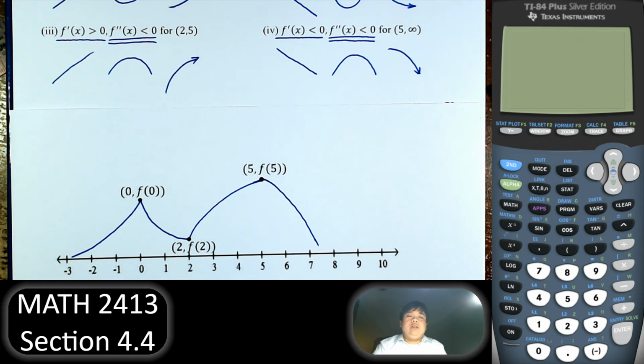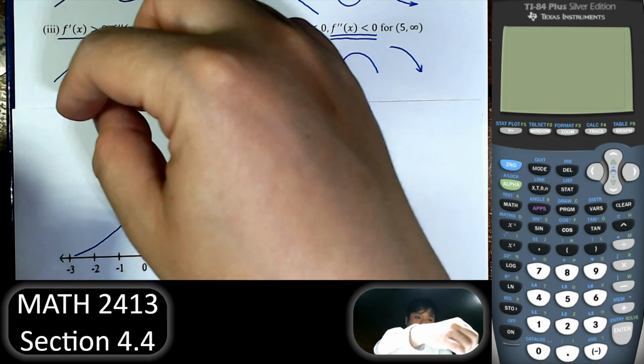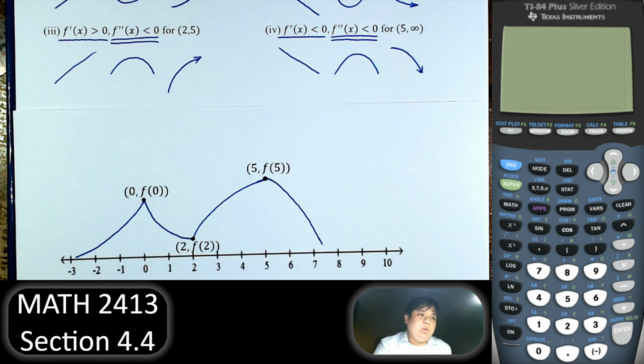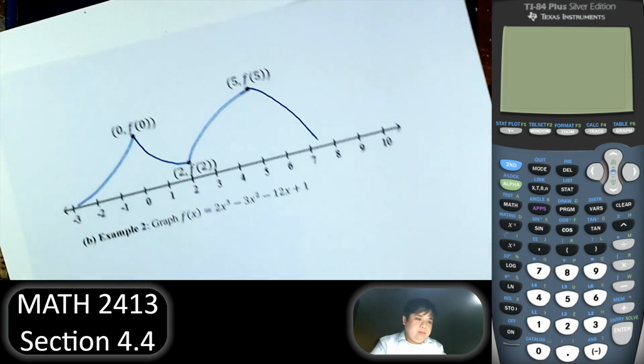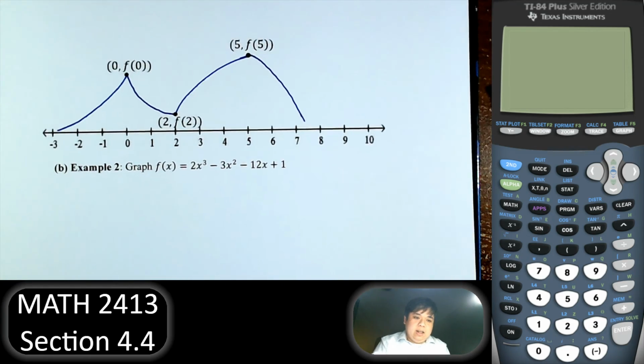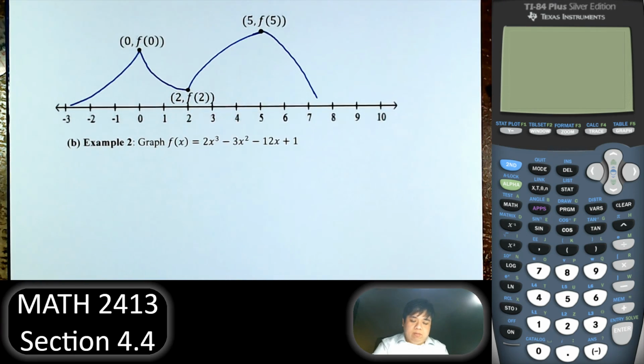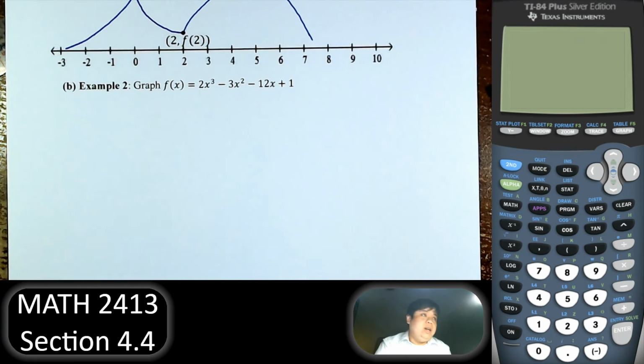So as you see, knowing the first derivative, we can know the shape of the graph, and then we just piece by piece put them together, and that's what we have. Right. Now let's look at this graph. Now let's try to graph this example.